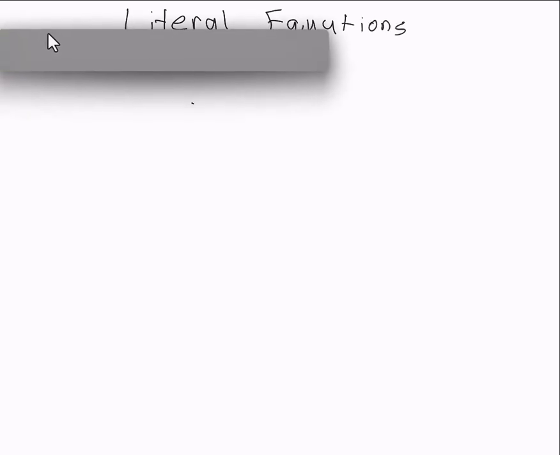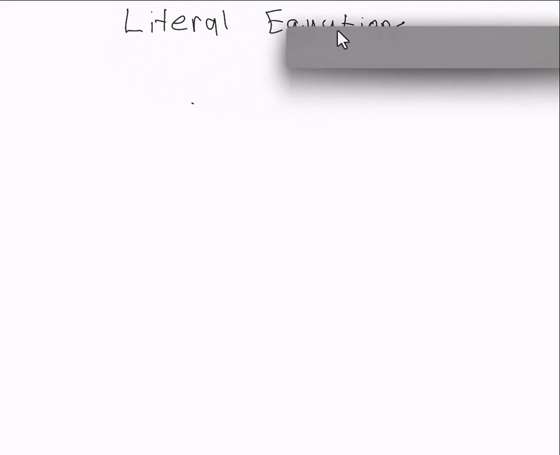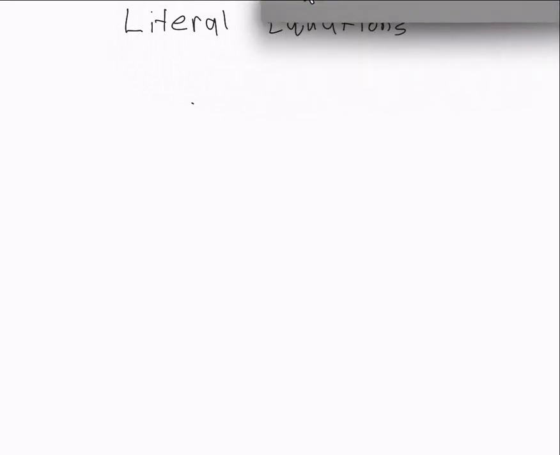In this video, we're going to look at solving literal equations. Literal equations don't necessarily have numbers. You will be solving for one variable in terms of another variable, and a lot of times students find this particularly challenging because you're used to working with numbers, and so not having numbers can make the problem seem a little more difficult.